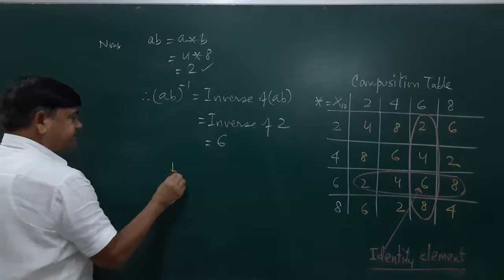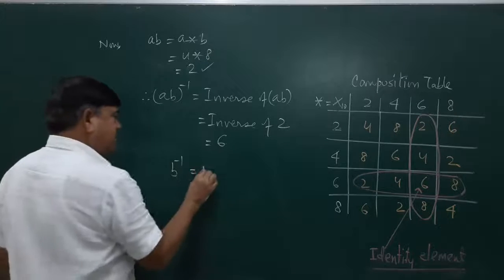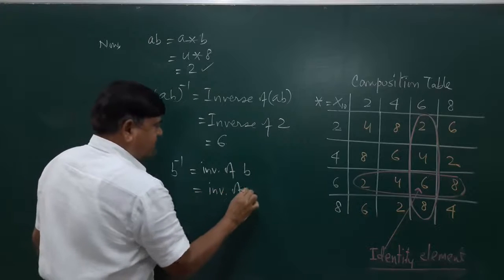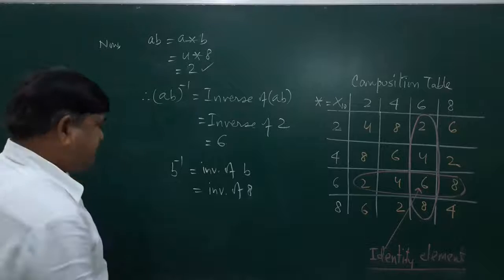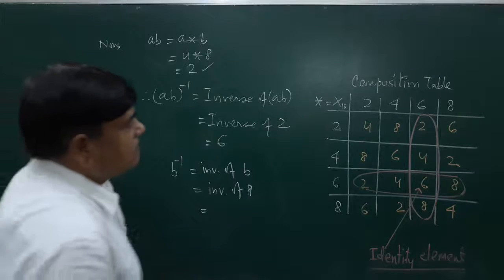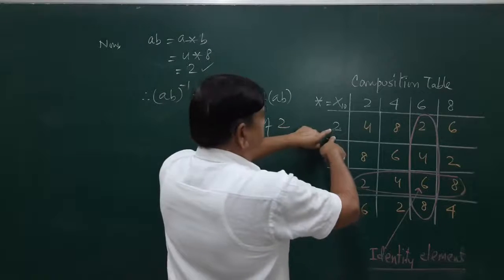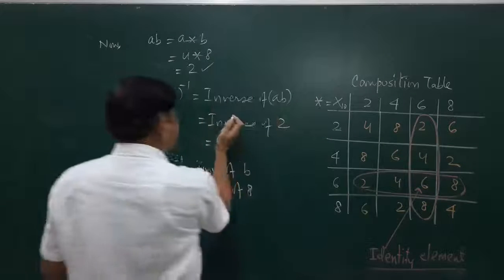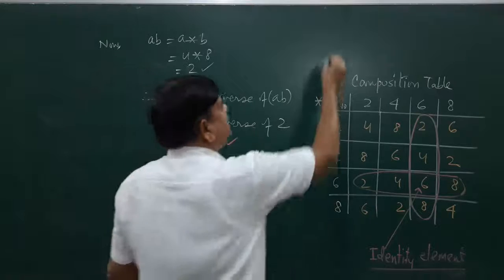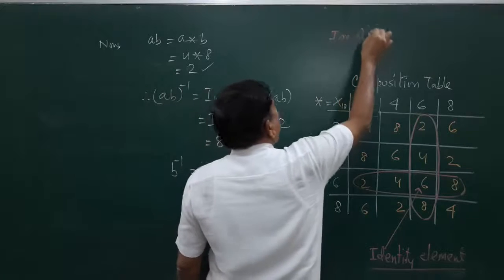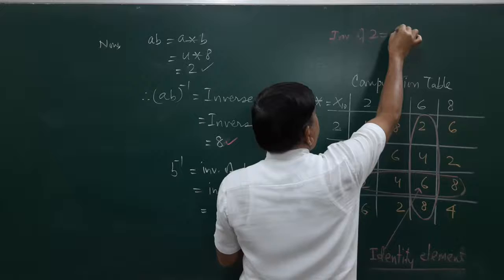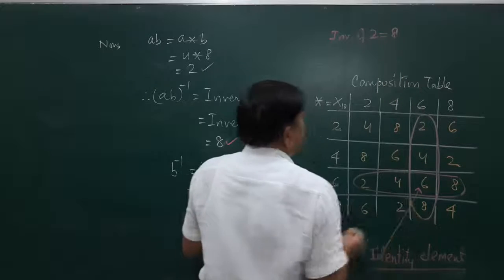B inverse means the inverse of 8. We took B as 8. What is the inverse of 8? Sorry, the inverse of 2 is 8. Here is the identity element and this is the inverse. The inverse of 2 is 8 because the identity element is 6.